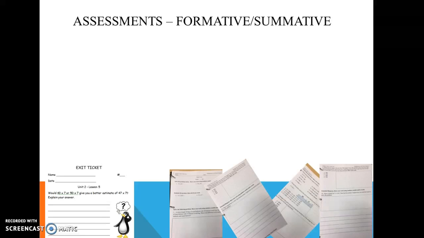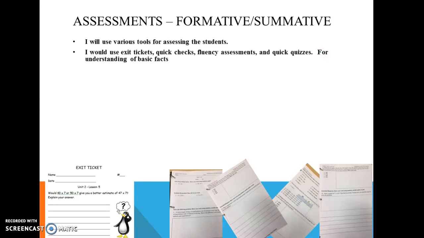There are assessments, formative and summative assessments, and I use a variety of tools to assess the students. I would use exit tickets, quick checks, fluency assessments, and quick quizzes for understanding of the basic facts. I would use a timed fluency assessment to check for the automaticity of their facts 0 through 12. This would be a timed test with 100 problems and they have 6 minutes to solve. They're always striving to get 80% or above.